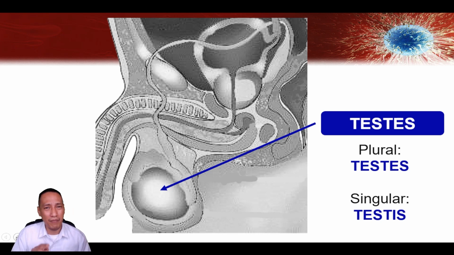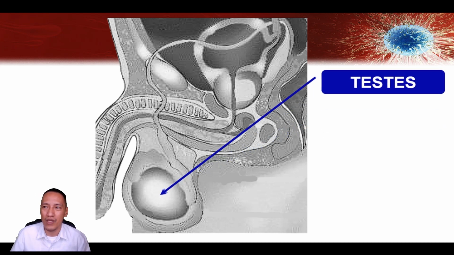Plural kasi pwede kayong malito. Mayroon kayong makikitang testes tapos yung isa testis. Plural, testes. Ibig sabihin yung dalawang testes. Well, yung dalawa. Singular naman ay testis kung yung isa lang ang iyong tinutukoy. Kasi dalawa yan, class. So kung meron ka lang isa, hindi ko alam kung ano nangyari.